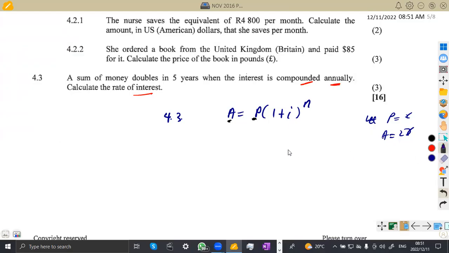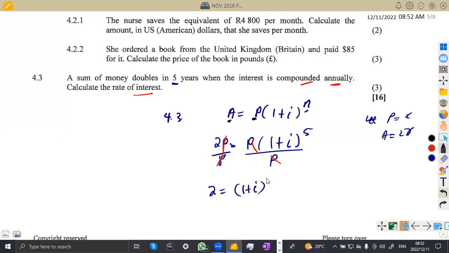So you can simply use that concept, or since it doubles, A is equal to 2P, which is P into 1 plus i to the exponent of n. It doubles in 5 years. So the number of years is 5, and you're asked to calculate the interest, which is the value of i. All right, so what can we do to calculate i here? We can divide by P both sides. As you can see, if we divide by P, the P and P here will cancel. So you're remaining with 2 is equal to 1 plus i to the exponent of 5.